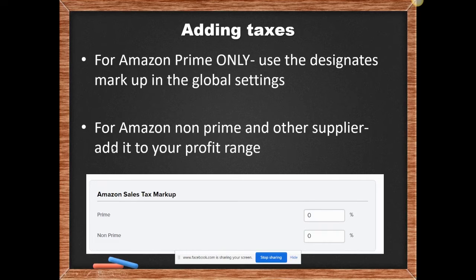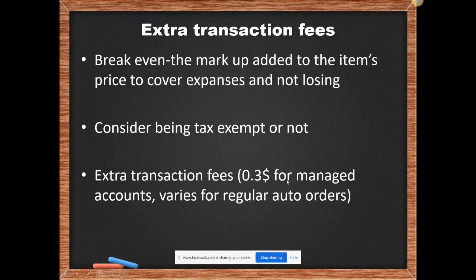But in the non-API version of SaleFreaks, this markup is only good for Prime accounts. I know it says here non-Prime, but it's good only for Prime accounts. So if you work with non-Prime accounts, then I wouldn't recommend adding the 7% here. I would recommend adding it to your profit range.